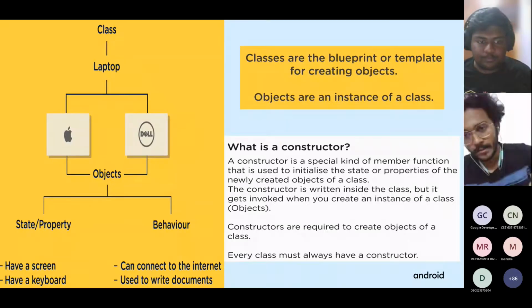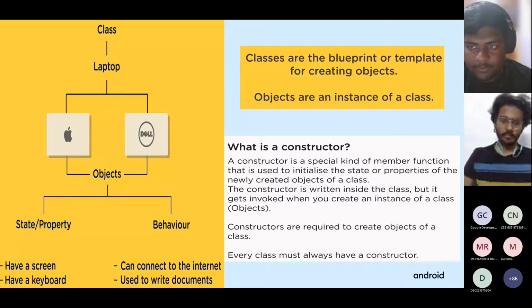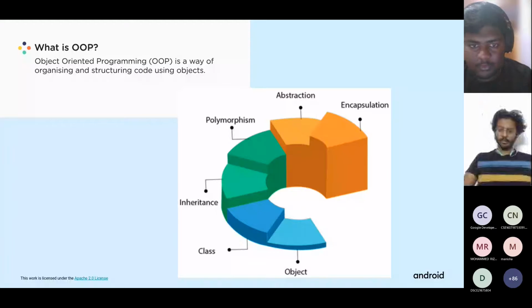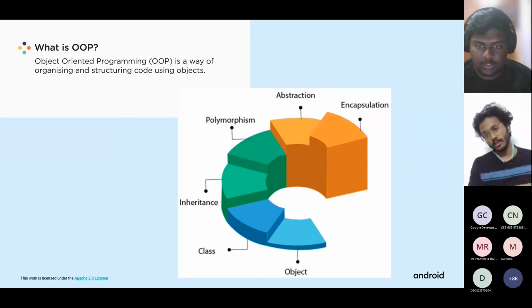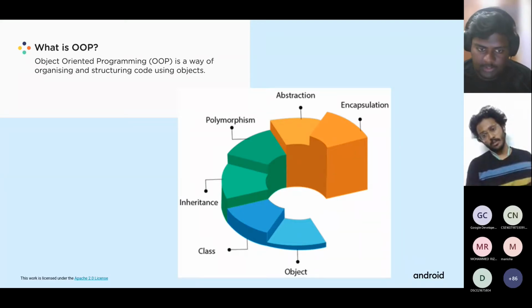Next slide. So I've already told you about object oriented programming. It's a very important part of computer science. We have 6 main parts of it. I have already told you about class and object.